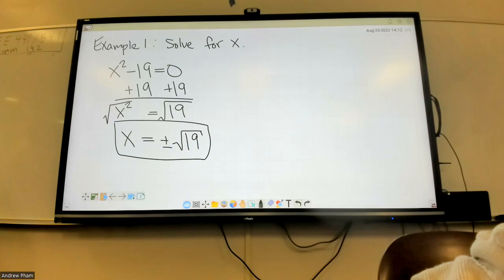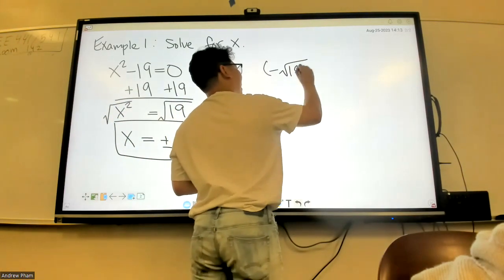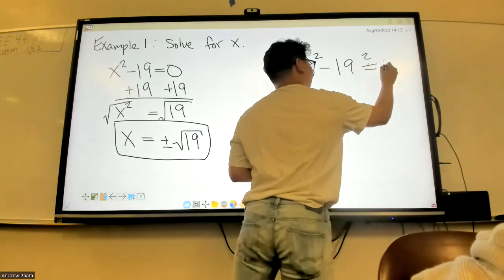The reason that I include plus or minus, that symbol right there, if I check my answer, if I plug in square root of 19 into here, square root of 19 squared, I get 19. 19 minus 19, I get 0. That's great. What happens whenever I plug in negative square root of 19? Well, negative square root of 19 squared minus 19. Is that still equal to 0?